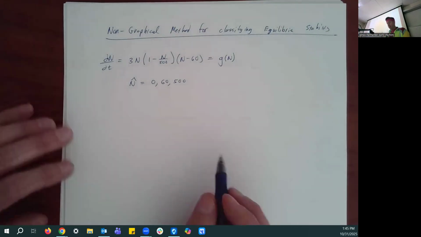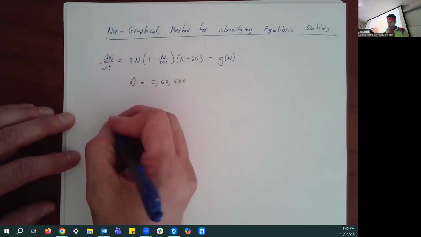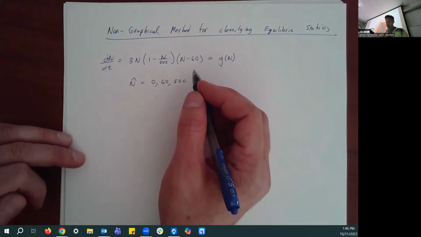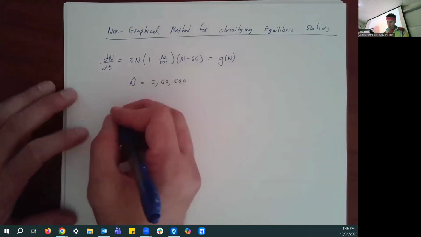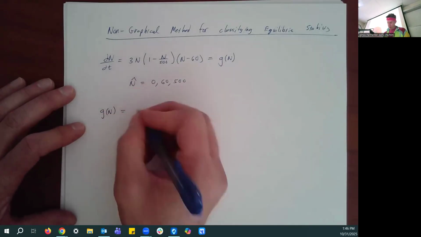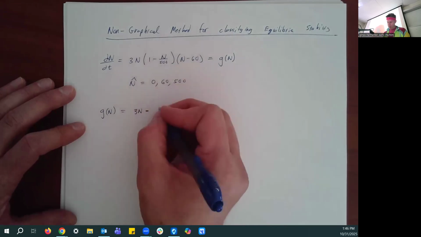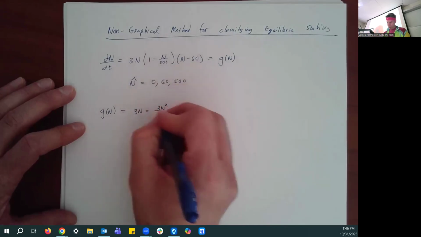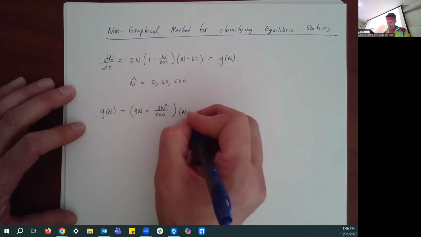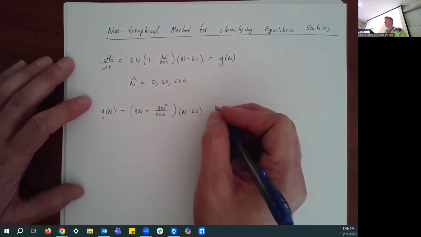So now what we have to do is take the derivative of this function, which is going to be kind of a pain. So before we take the derivative, it might make sense to multiply it out. Yeah, it kind of does. It's not my favorite, but oh well. So g of N, we're going to distribute the 3N here. We're going to get 3N times 1 minus 3N times N over 500, which is 3N squared over 500, still times (N minus 60). Ugh. See why I like the graphing method?